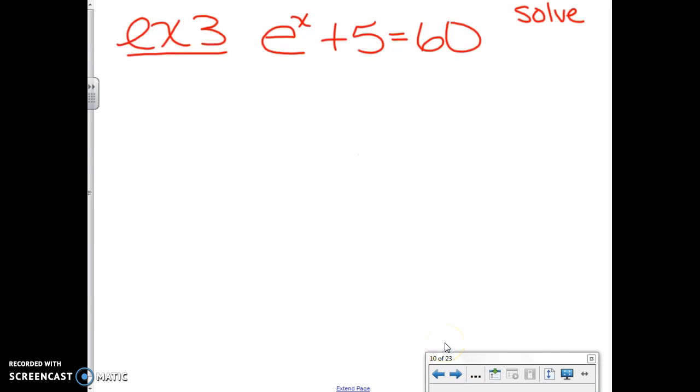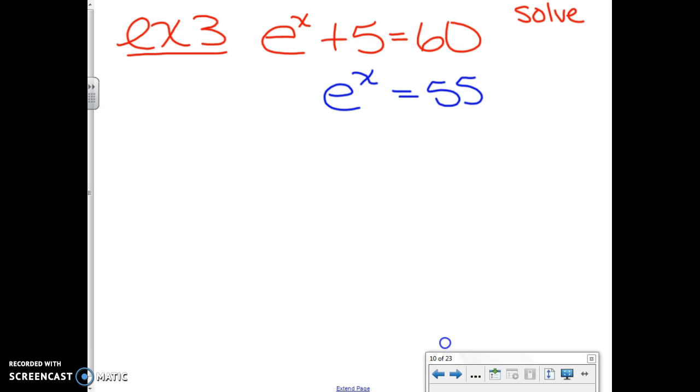So this one now, we have e to the x plus 5 equals 60. So looking for some way to simplify this in any way so that we can work with it a little more. Karina, what would you do first? By adding, subtracting, multiplying, dividing? Subtracting. So e to the x is going to equal 55. And now, I don't know that answer.